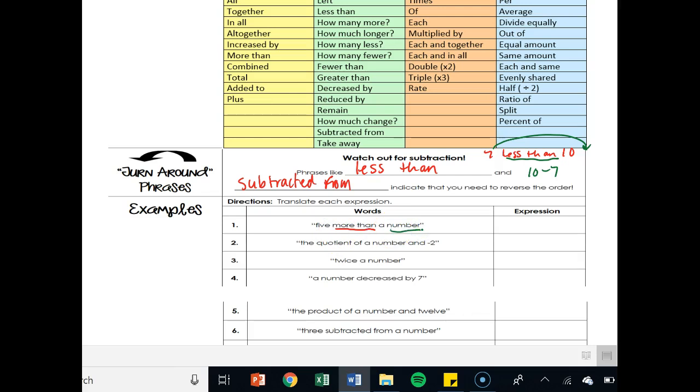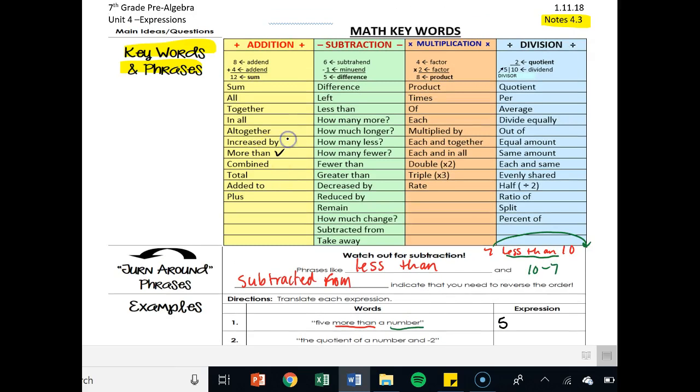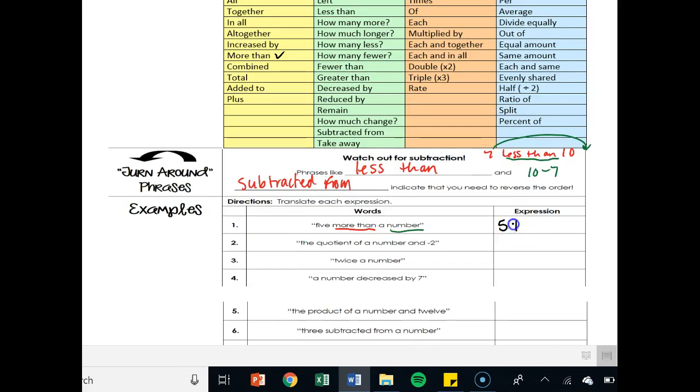Now for a number, you can go ahead and decide, hey, I want to use n as my variable because n is the first letter of the word number, or you can use x. I like to use the first letter of the word. So I'm going to say 5 more than, I'm going to go up to my chart and look for more than. Yep, it's right there. That means addition. So 5 plus n. You could also write this as n plus 5 because of the commutative property of addition.